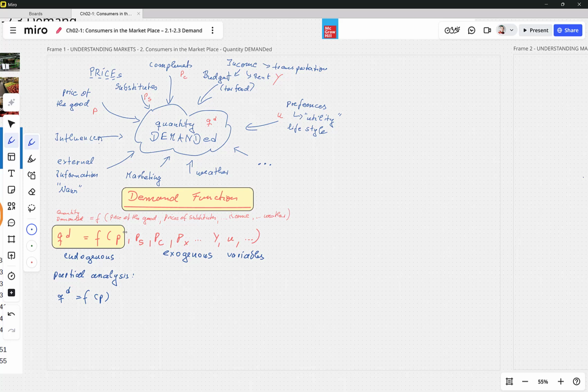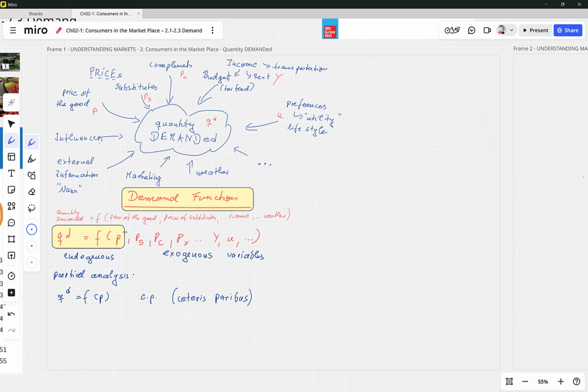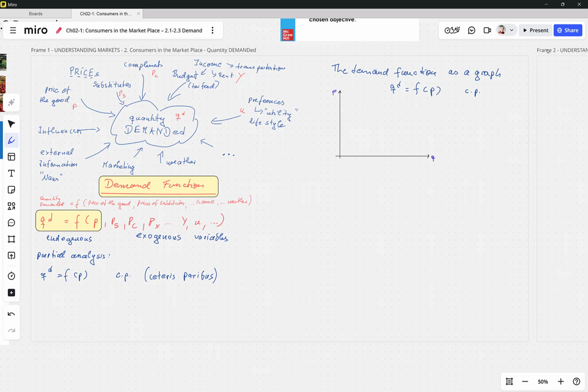Quantity demanded is a function of the price, CP. CP is an abbreviation, perhaps some of you know, of the Latin term ceteris paribus. If you're not familiar with that term, have a look in our book. You find it there, or just search for whatever you find about the concept of ceteris paribus. It's a partial analysis that makes it possible for us to now apply the typical demand function.